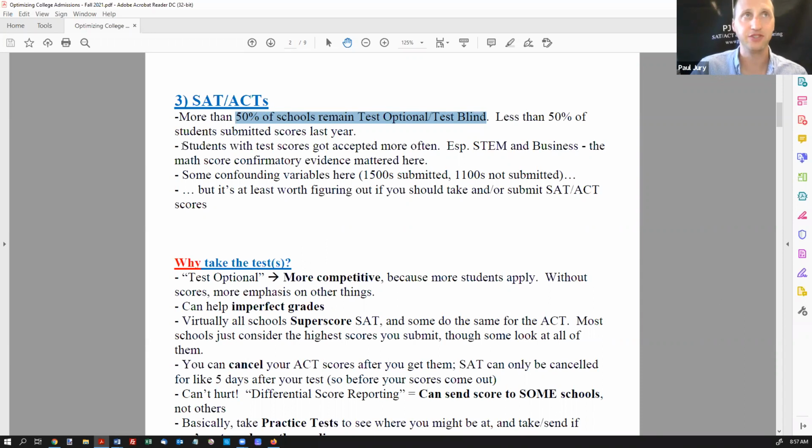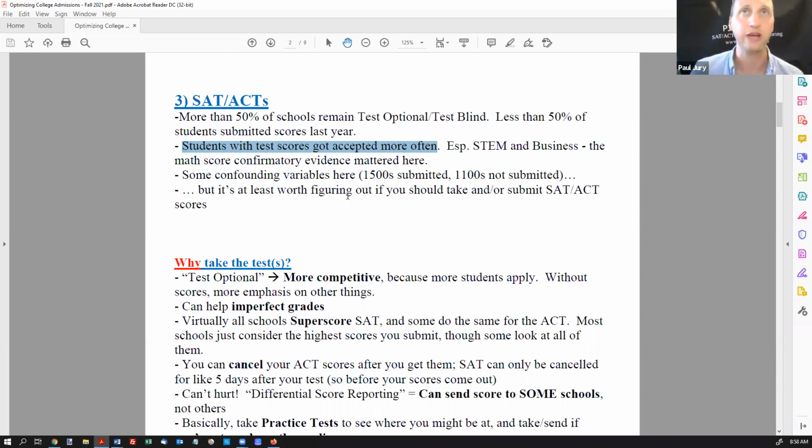There is some evidence, and I want to be careful about saying this because I don't want to say that if you submit a score, you are more likely to get in. I don't think that's true, but the statistics show that more students were likely to get accepted when they submitted test scores, especially with majors like STEM and business. The math score on the SAT, schools were finding, was good confirmatory evidence. Like, oh, okay, yeah, you got an A in your calculus class, but maybe you've been getting help from the teacher every day after school.